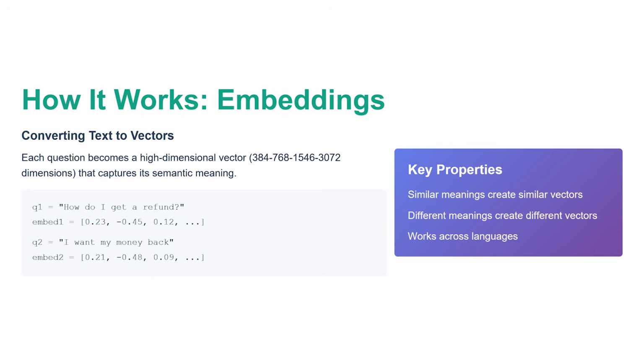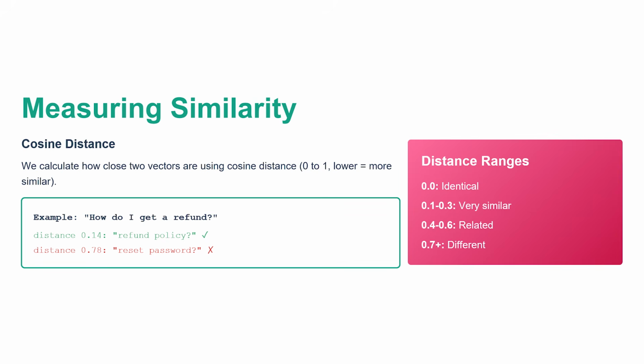Because these embedding models are trained on absolutely massive amounts of text, and they learn all these semantic relationships. They know refund and money back mean similar things. They get the context. Okay, so we have got these vectors. Now what? We need to measure how similar they are, like how close are they in this high-dimensional space.